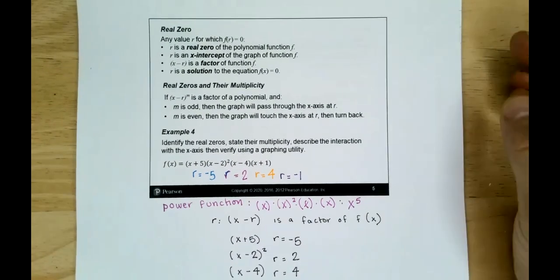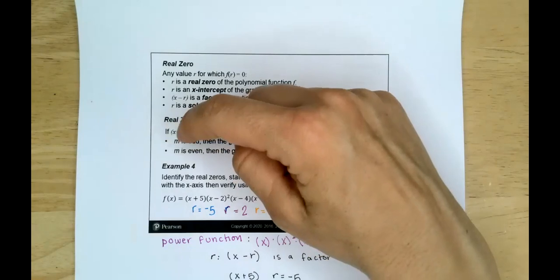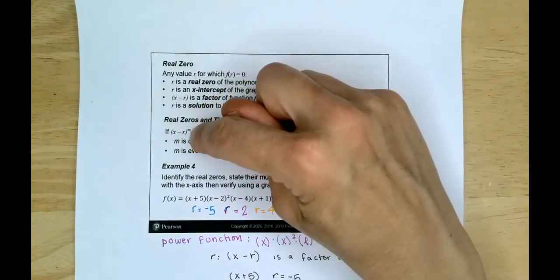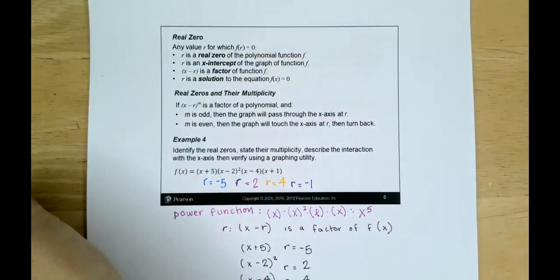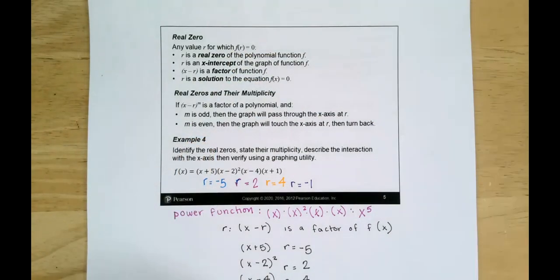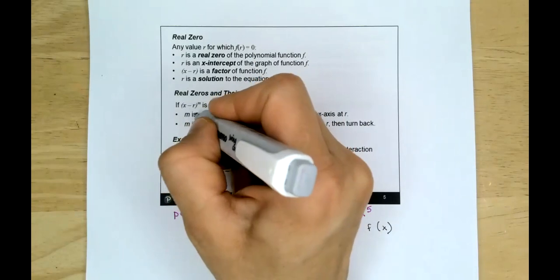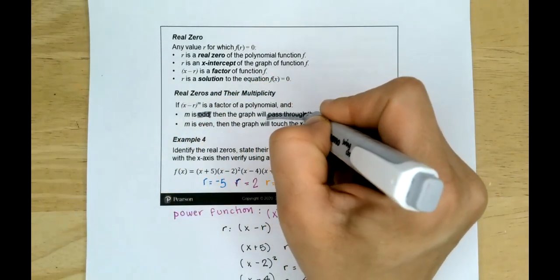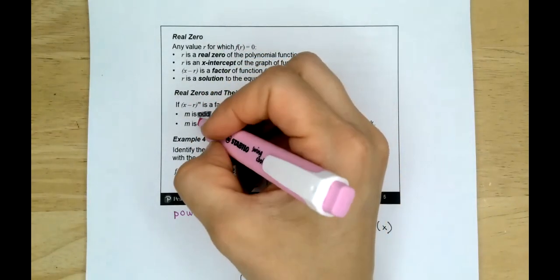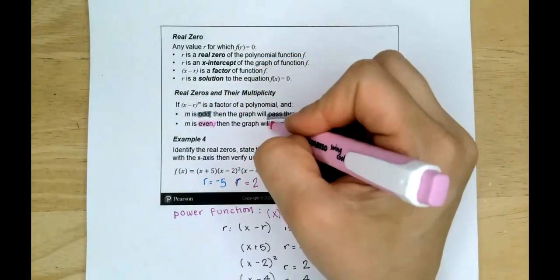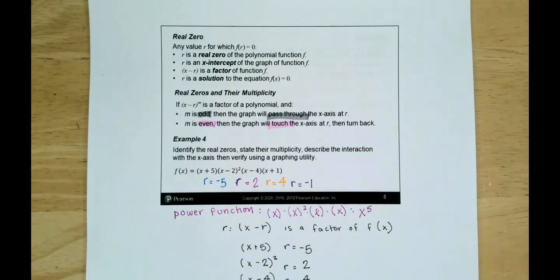Okay, let's move on to multiplicity. If x minus 4 raised to the m is a factor of a polynomial, then when m is odd, the graph will pass through or cross the x-axis. If m is even, then it will touch the x-axis and turn back.